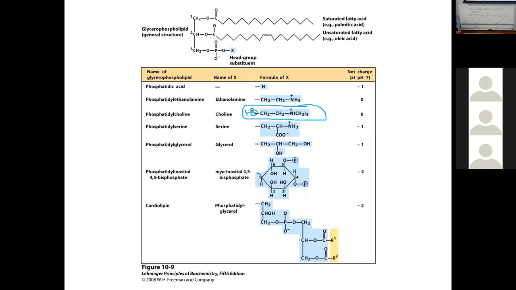This is really hard. Okay, so choline has a hydroxyl group. It has this tertiary amine at the other end. So it has a nitrogen with three methyl groups attached, permanently positively charged. And the hydroxyl group is going to form a phosphoester bond with the phosphate of this phospholipid. So the phosphate is a bridge between the glycerol and the choline.